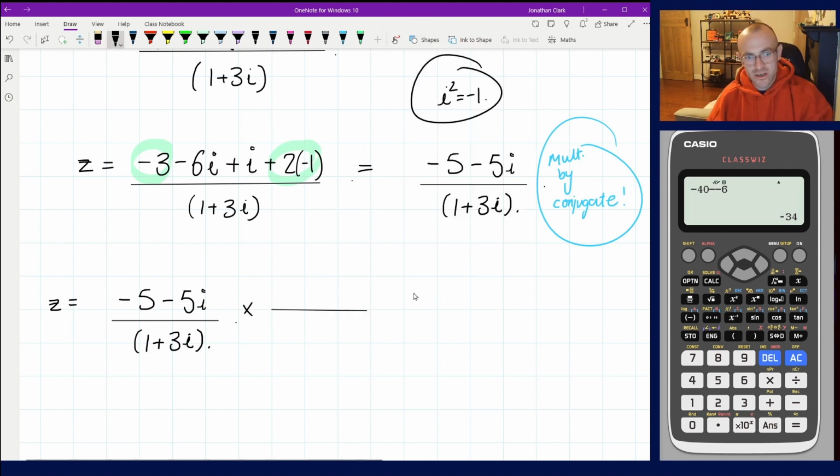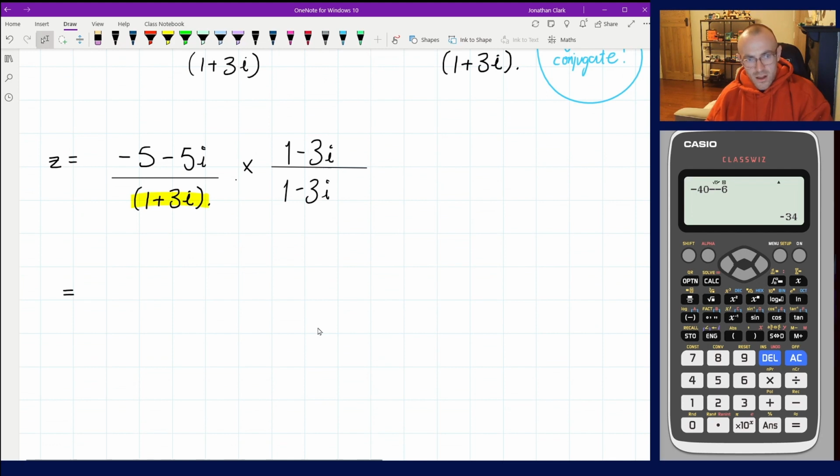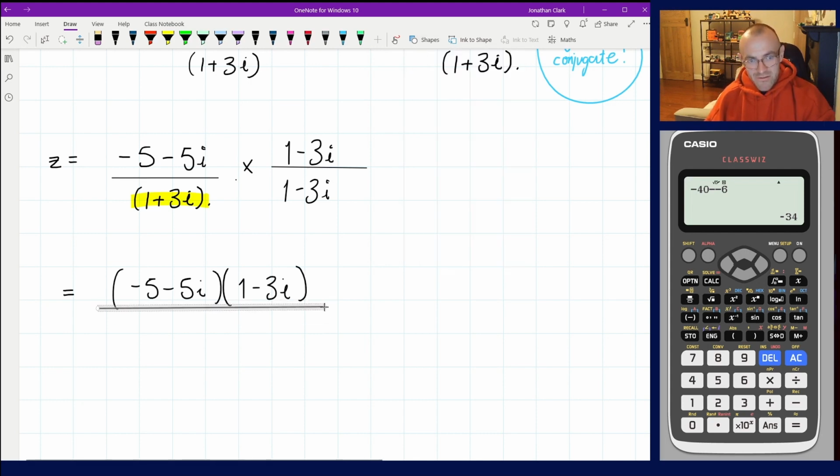by the conjugate of what's down here. So we've currently got 1 plus 3i. I'm going to multiply by 1 minus 3i, top and bottom. This is going to be a double FOIL again. I have this multiplication to do, and I'm also going to have this multiplication to do.